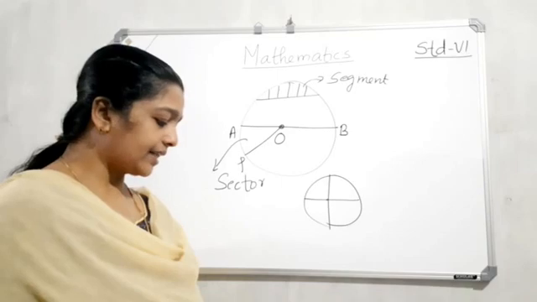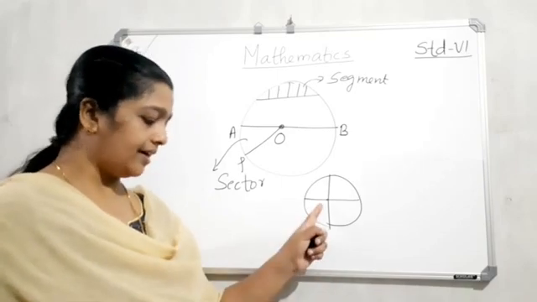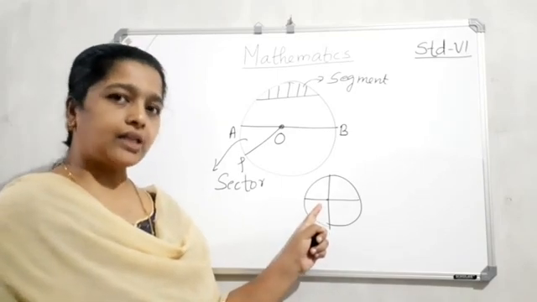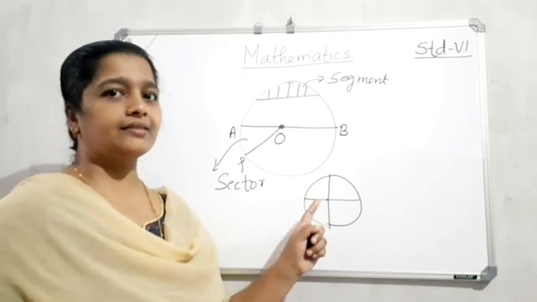The center of a circle is always in its interior. Interior means inside. So the center is always in the interior. Understand?